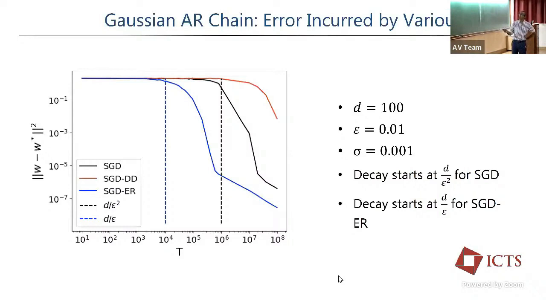So here you have SGD with data drop and standard SGD. And you can see that the convergence starts to happen at pretty much the same point, at around d by epsilon square. But when you look at SGD with experience replay, what we observe is that right at this point, which is about d by epsilon, we have convergence. Our error starts to drop exponentially fast, which means that we start seeing that bias term kicking in properly. So this indicates that our theoretical analysis is also reasonably tight in this particular case, because this happens almost at the d by epsilon point.